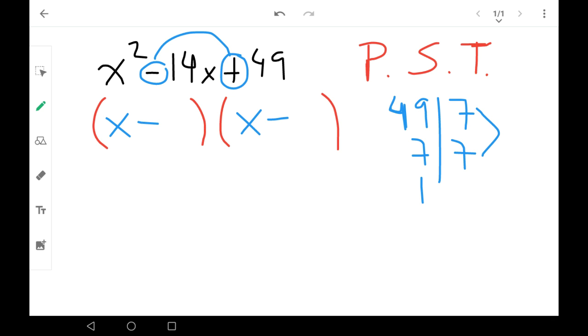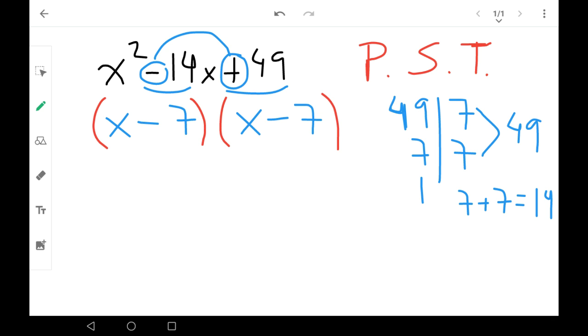If I multiply those two numbers, I will get 49. And if I add those two numbers, let's see if I get the 14, right? And yes, I get 14. So that means the numbers should be 7 and 7, right? Because negative 7 times negative 7 will give me positive 49, and negative 7 plus negative 7 will give me negative 14. So I get this term and this other term. That means my factoring is correct.